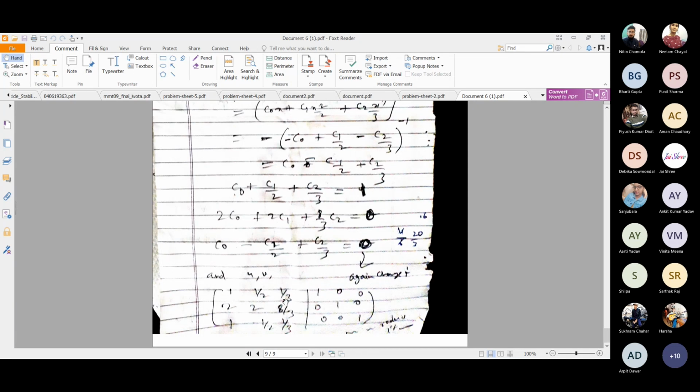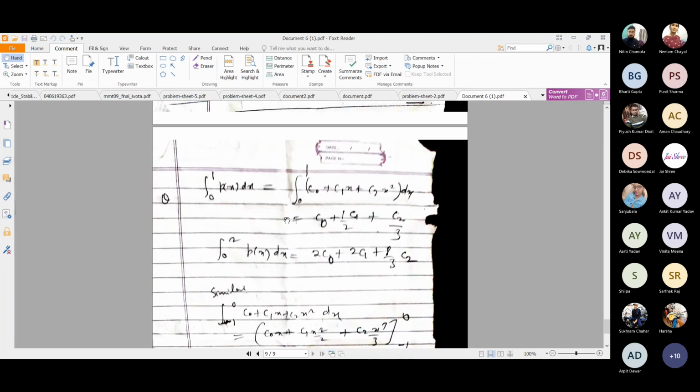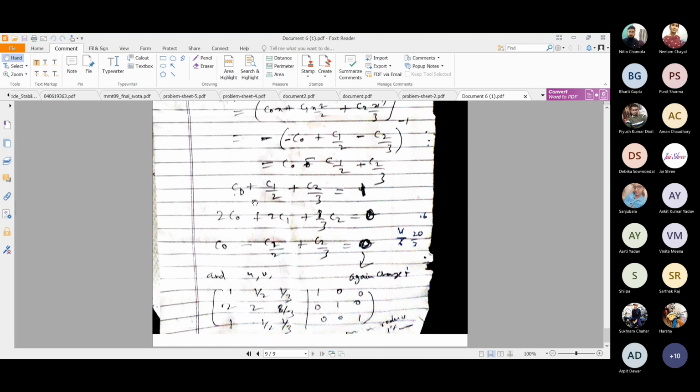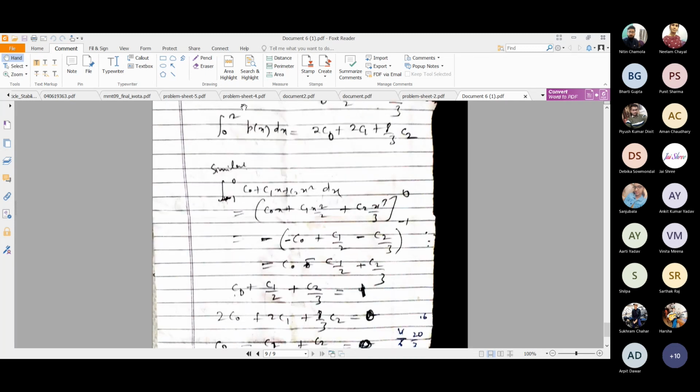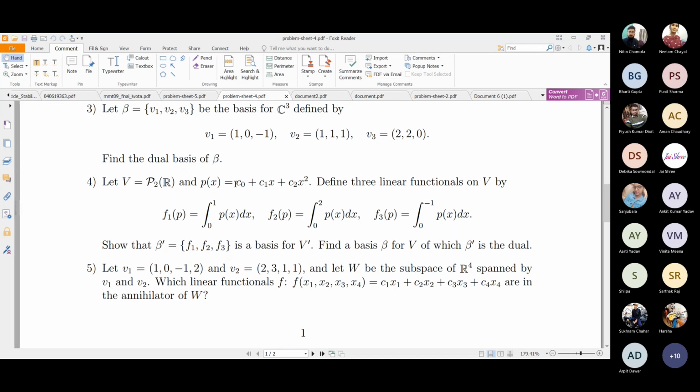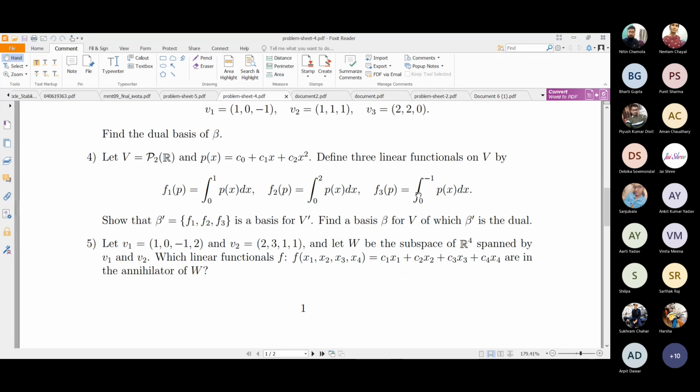So basically, this way you can also do it. You just reduce this augmented matrix into echelon matrix form, and in this way you can also do it. That might be easy. I haven't done it further, but that is the main idea. So in that way you can find that basis.